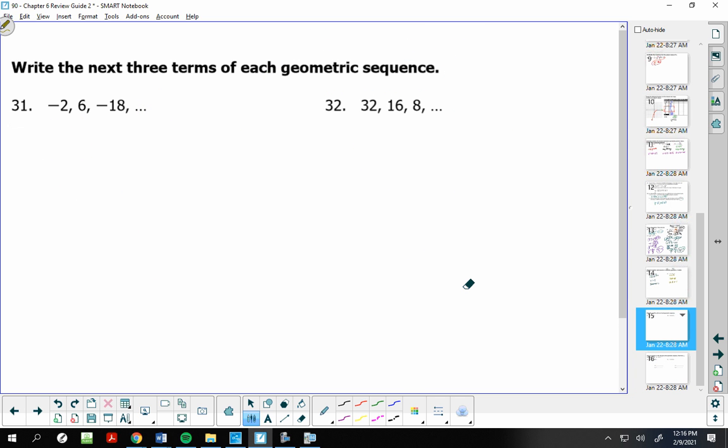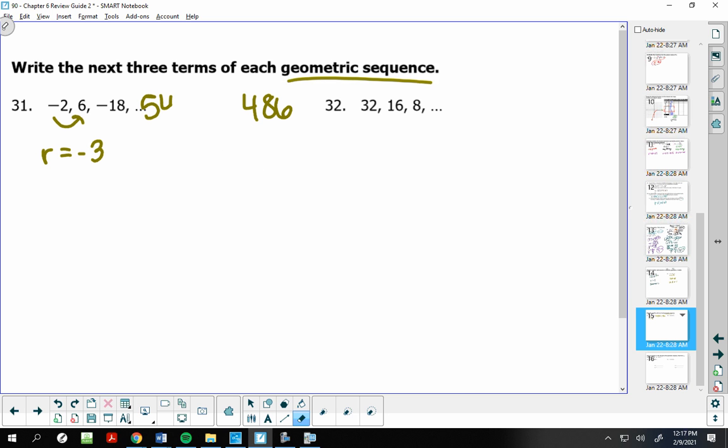All right, write the next 3 terms. We know it's geometric, so we don't have to check every term now. We just need to find our R value, which is negative 3. So negative 18 times negative 3 is positive 54. Times 3 is 162. Times 3 is 486. You're right, this one's a negative. Negative 162. Yep.